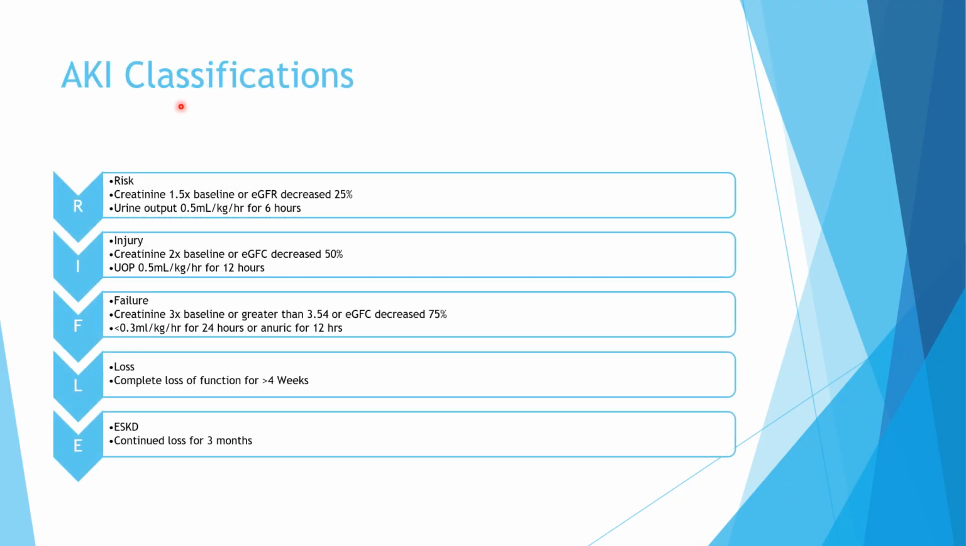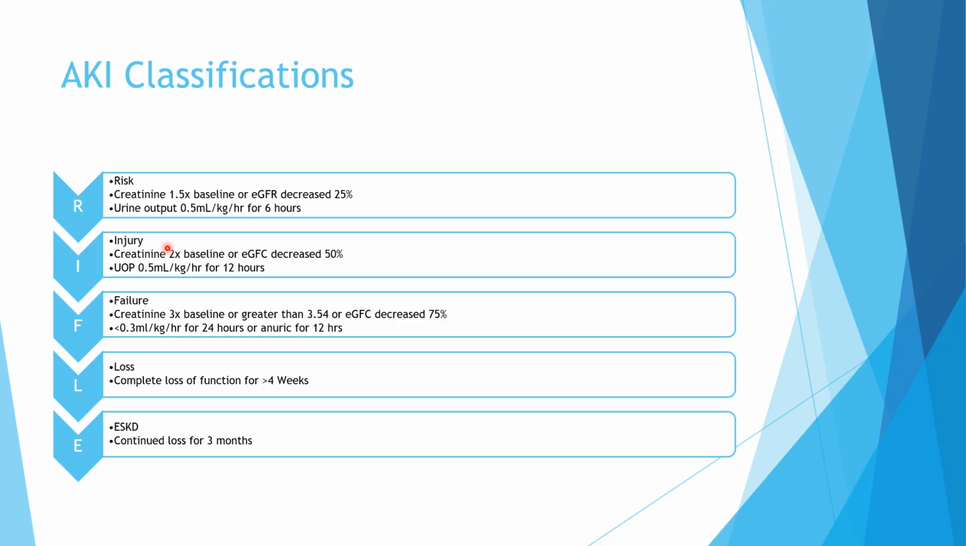So here's our classification. So we've got RIFLE: risk, injury, failure, loss, end-stage kidney disease. So risk, right, risk is going to be a decreased urine output, but not for very long. Our creatinine's 1.5 times its baseline, and so our GFR is going to decrease by 25%. A risk for an acute kidney injury, we might see this after like a heart cath, right? After being exposed to some contrast, we're able to hydrate them, we're able to wash out those kidneys, and we can get some function back.